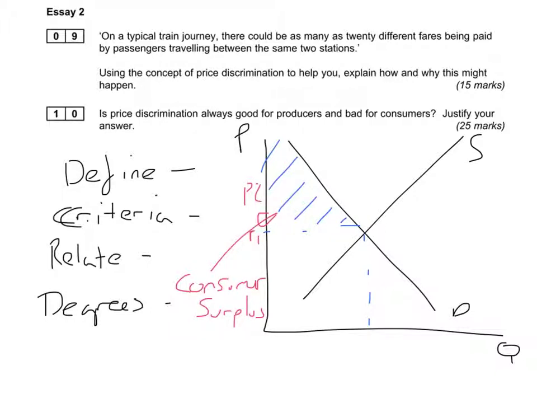Remember, consumer surplus is the amount extra a consumer would be willing to pay over the price. And of course, monopolies don't want consumers to be sat there thinking, oh, I would have paid more. They want to try and get as much money out of them as possible. And that's the great thing about price discrimination, is you can group people together and get more money out of certain people because you know they've got inelastic demand.